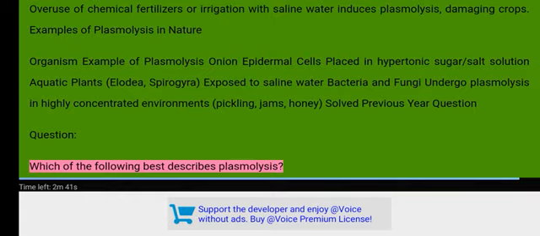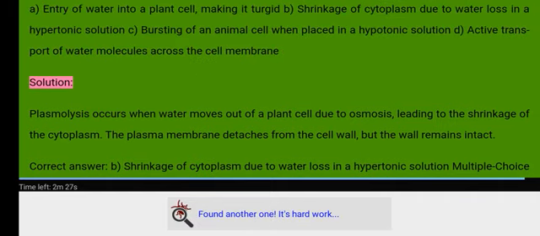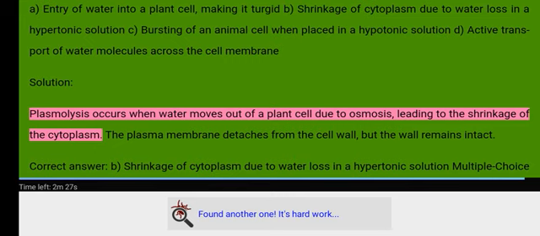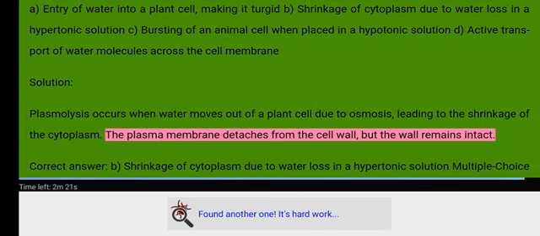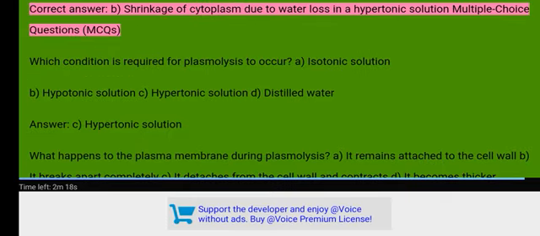Solved previous year question. Question: Which of the following best describes plasmolysis? A. Entry of water into a plant cell, making it turgid. B. Shrinkage of cytoplasm due to water loss in a hypertonic solution. C. Bursting of an animal cell when placed in a hypotonic solution. D. Active transport of water molecules across the cell membrane. Solution: plasmolysis occurs when water moves out of a plant cell due to osmosis, leading to the shrinkage of the cytoplasm. The plasma membrane detaches from the cell wall, but the wall remains intact. Correct answer: B. Shrinkage of cytoplasm due to water loss in a hypertonic solution.